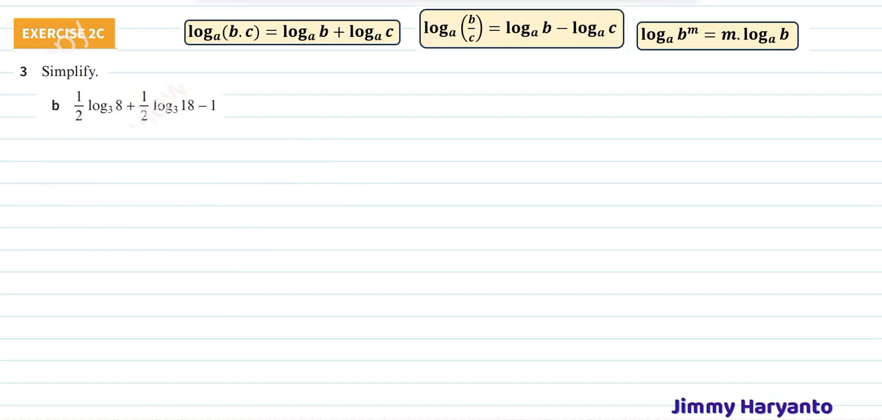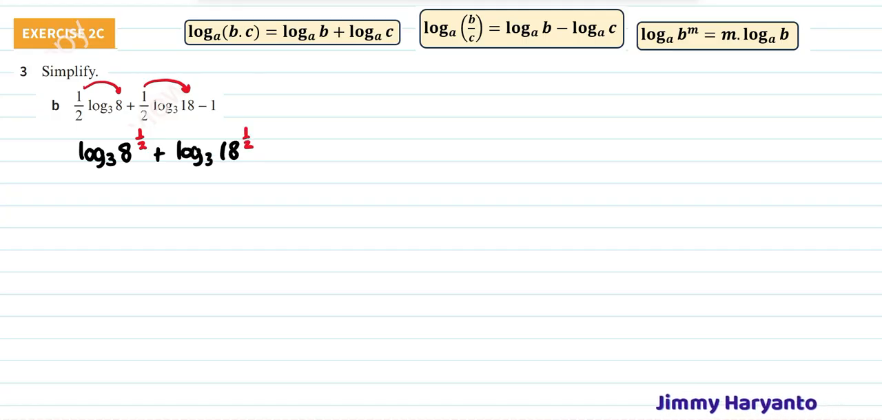Next is 3B. For 3B is the same, you have to move this half to the back, and then you will change this one into log 3 later. Yeah, so logarithm 3 8 to the power of half, and then plus logarithm 3 18 to the power of half, and then minus it with 1. It's 1 before, but I want to change it into log 3.